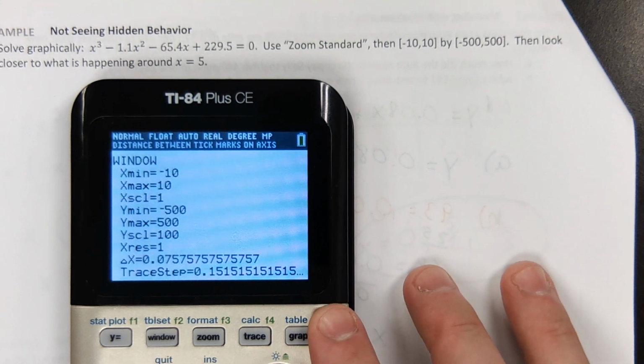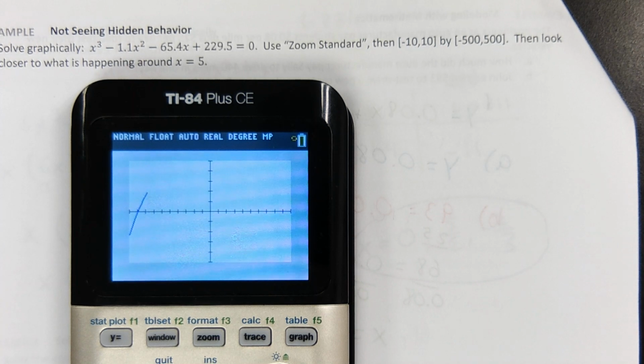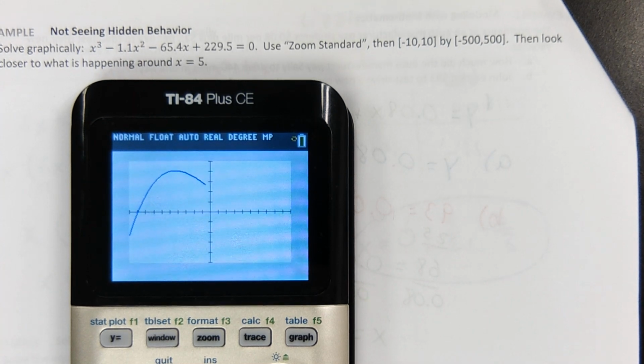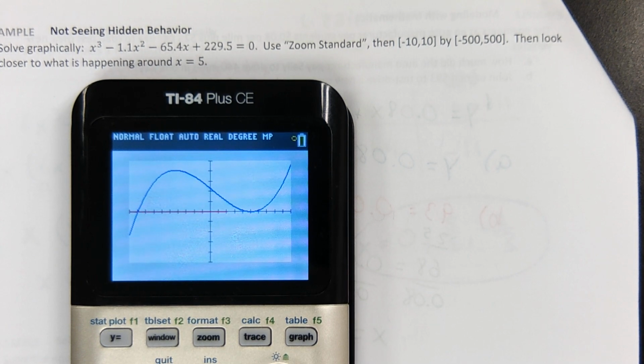Now I hit graph again. As we can see, the blue line that was looking really steep, it really isn't. But now how many times did it look like they intersected? Still looked like twice, didn't it?